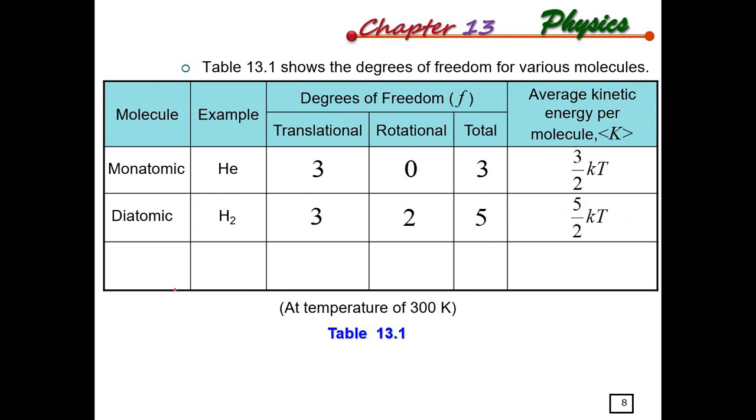For the polyatomic molecules such as H2O, it has 3 translational degrees of freedom, and it also has 3 rotational degrees of freedom. The total is 6. So the average kinetic energy per molecule is 6/2 times kT, which equals 3kT.